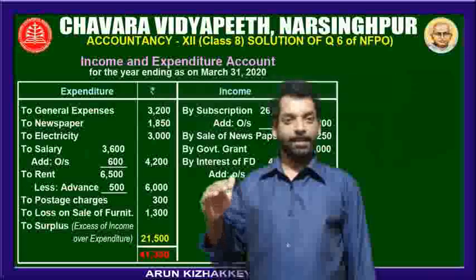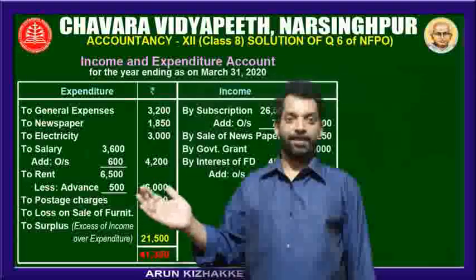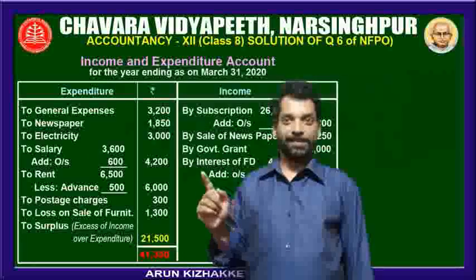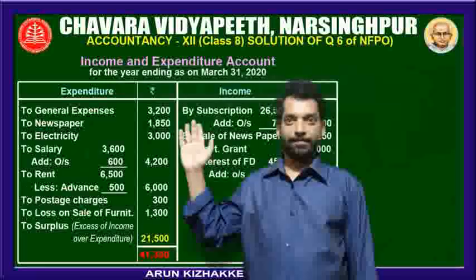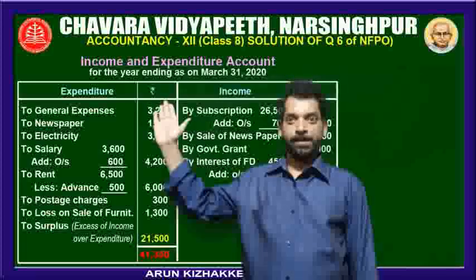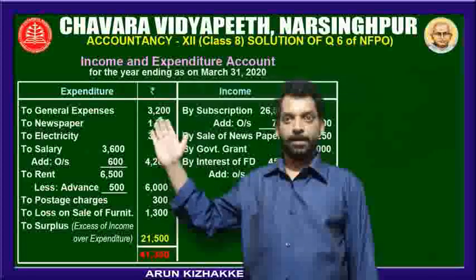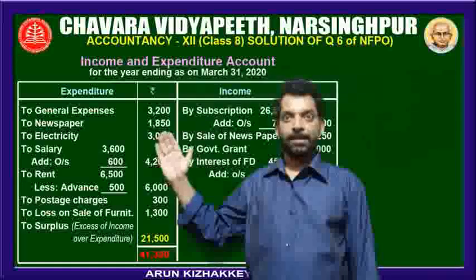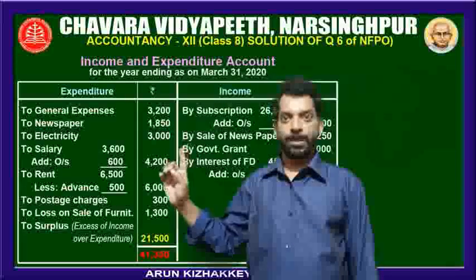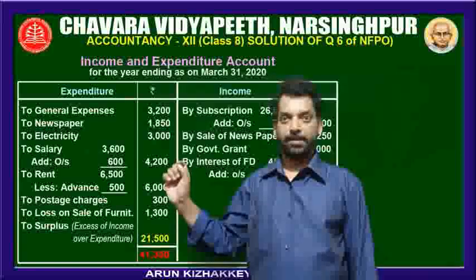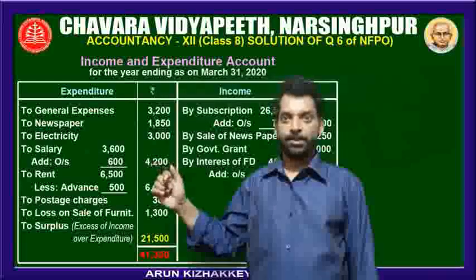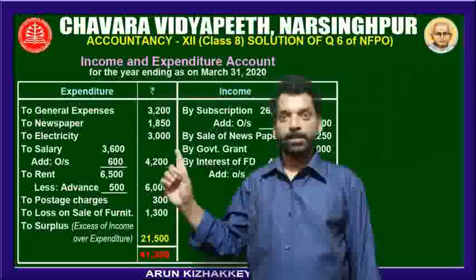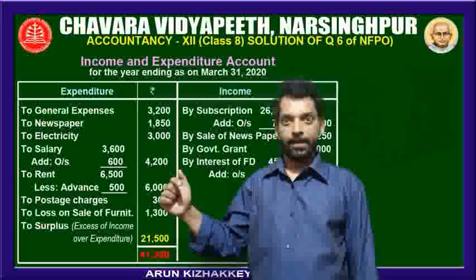Then read the payment side of the RNP account. Don't take all the items, only the revenue nature. Here you can see the debit side: to general expense, to newspaper, to electricity, to salary 3,600, add outstanding 600. Outstanding given in the adjustment. Total amount 4,200.